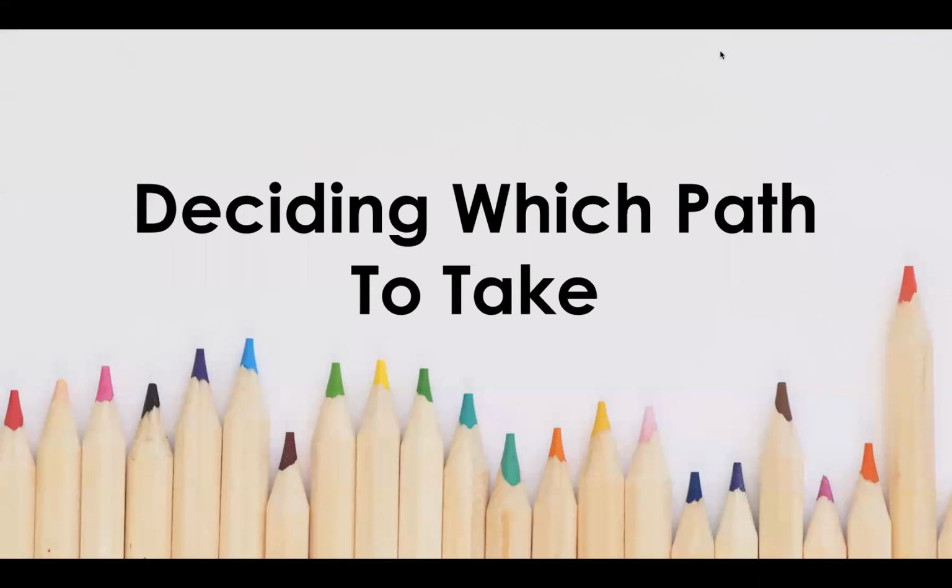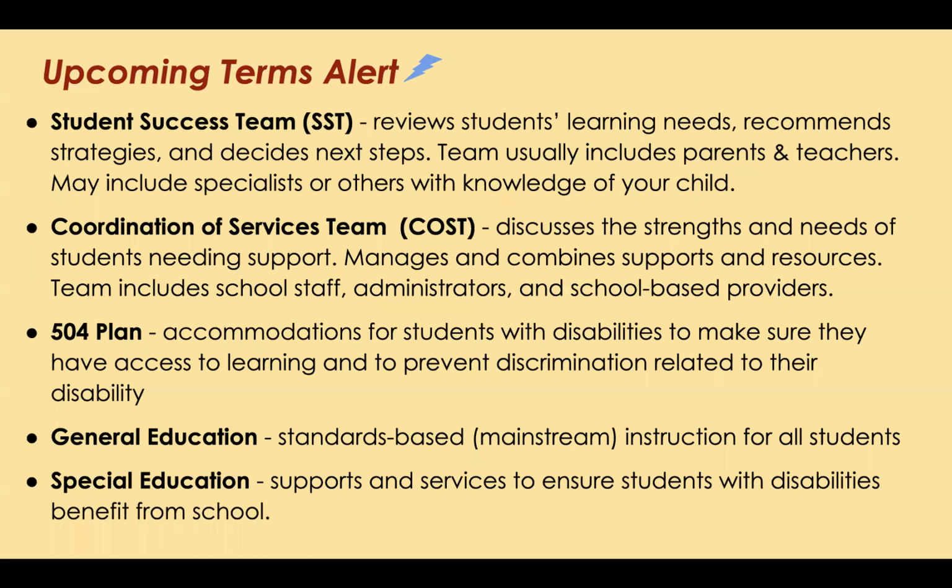In this section, we'll discuss how to decide which path to take. A few key terms to watch out for. SST stands for Student Success Team. It reviews the student's learning needs, recommends strategies, and decides next steps. The team usually includes parents and teachers, and might also include specialists or others that have knowledge of your child.